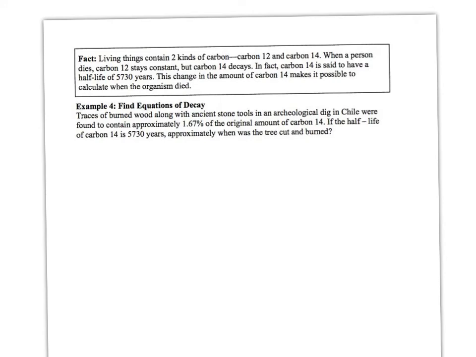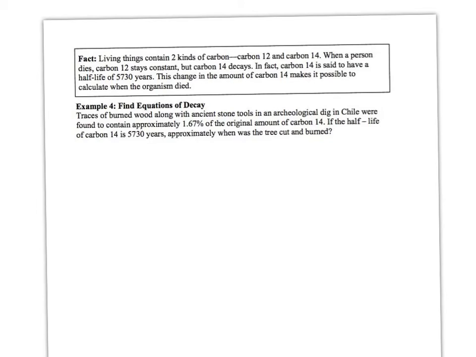So let's look at one more example. This is just kind of an interesting little problem. It's a fact that living things contain two types of carbon, carbon-12 and carbon-14. When a person dies, the amount of carbon-12 will stay constant. It doesn't go anywhere. But the carbon-14 will decay. Carbon-14 is said to have a half-life of 5,730 years. So it takes a long, long time for the amount of carbon-14 to decay.